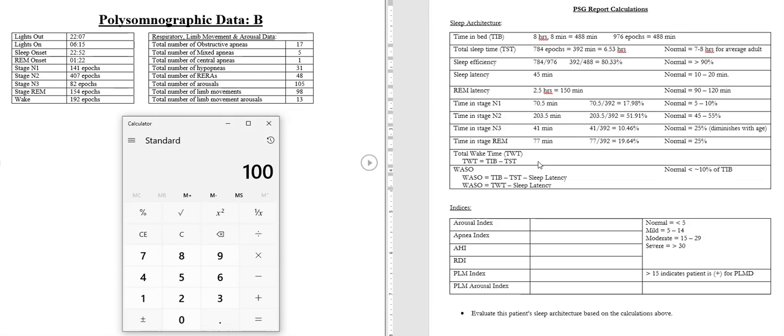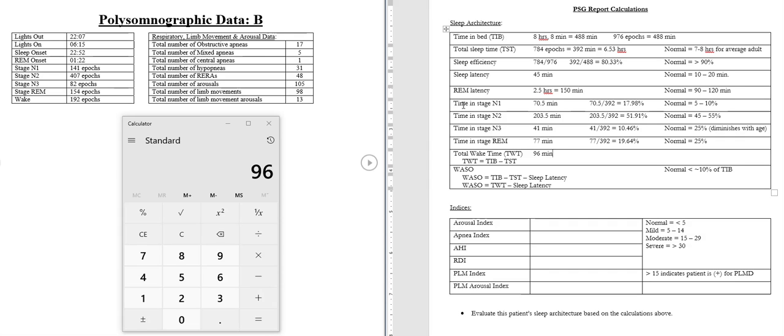So total wake time is how much time the patient spent awake throughout the entire time that the recording was going. And so we can do that by just minusing time in bed minus total sleep time. And again, if we do epochs, we just have to make sure we stay in epochs, or we can do minutes. I like to do minutes. So it's just going to be 488 minus 392 to equal 96 minutes.